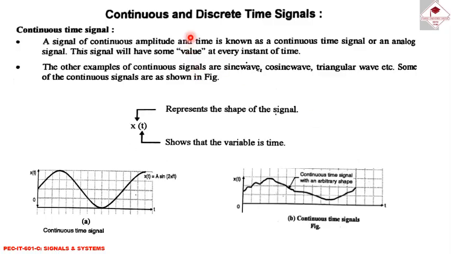Next is continuous and discrete time signal. A signal of continuous amplitude and time is known as a continuous time signal or an analog signal. The signal will have some value at every instant of time. Here in x(t), x represents the shape of the signal and t shows the variable is time, and this is the graphical representation of a continuous time signal.